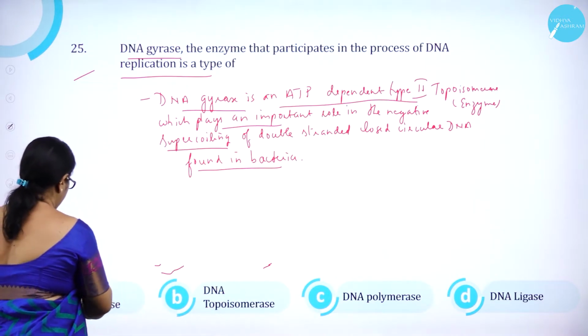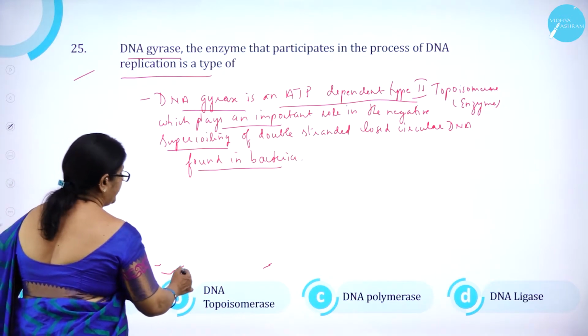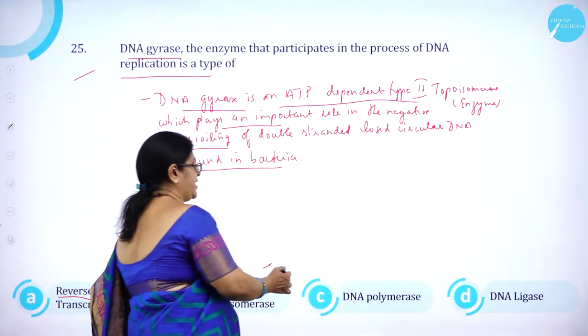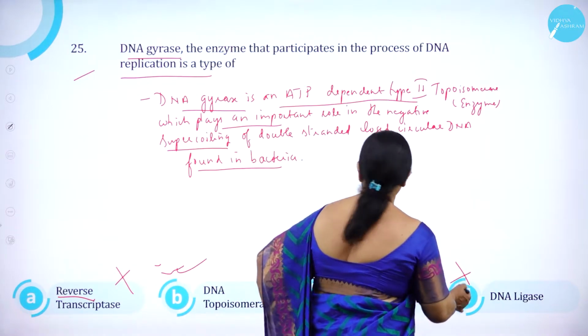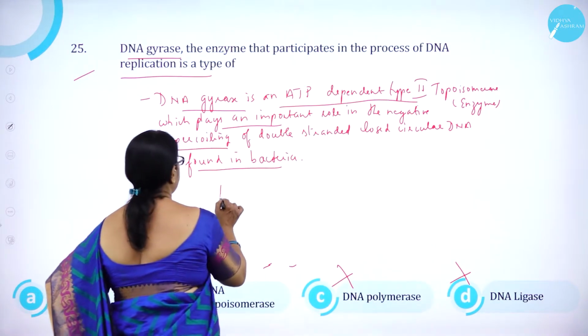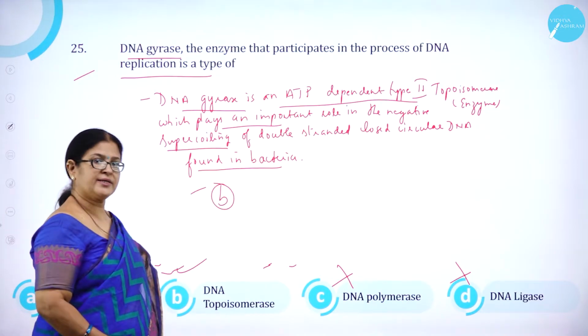So option A, reverse transcriptase, is wrong. B, DNA topoisomerase, is correct. Option C, DNA polymerase, is wrong. And option D, DNA ligase, is wrong. So option B is correct.